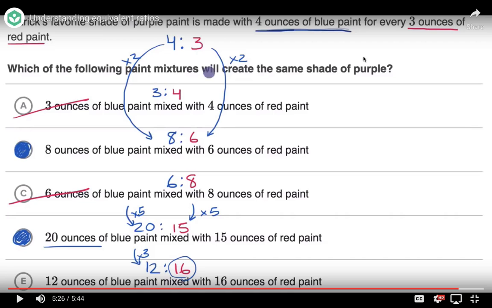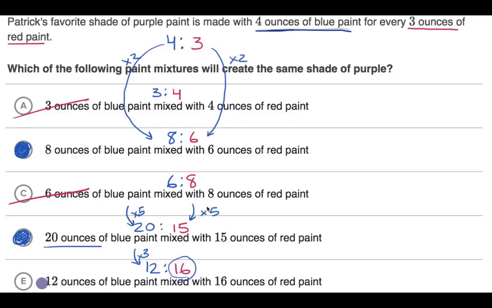So, just read all of them. If there's less blue, it's wrong. So X out all the ones that are wrong. But here you have more ounces of red than blue. So once again, another way of realizing that that is not equivalent. So only B and D are the equivalent mixtures that will provide the same shade of purple. To have that same shade, you need the same ratio of blue to red.